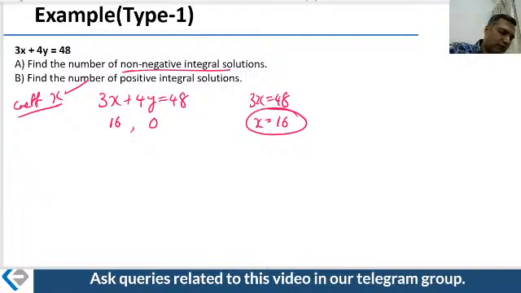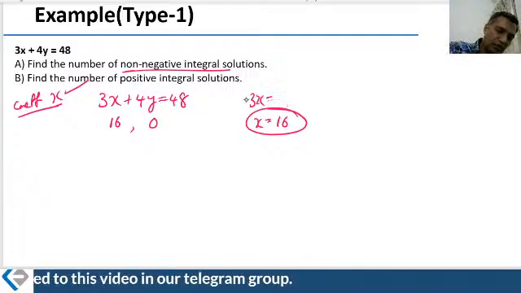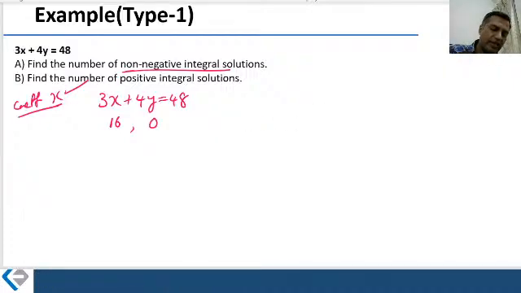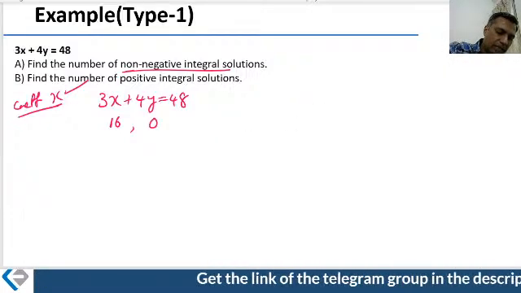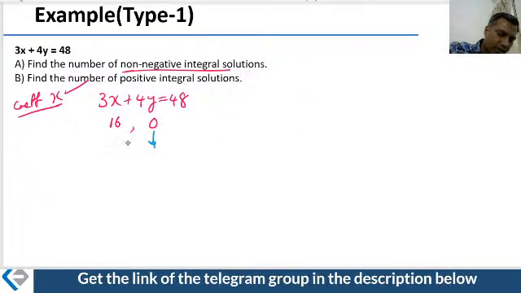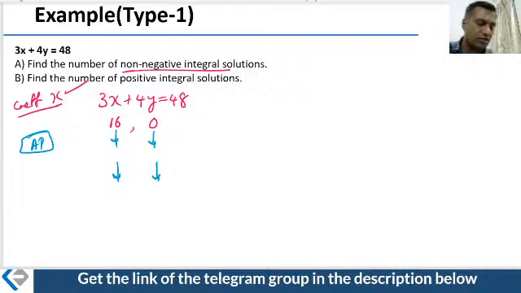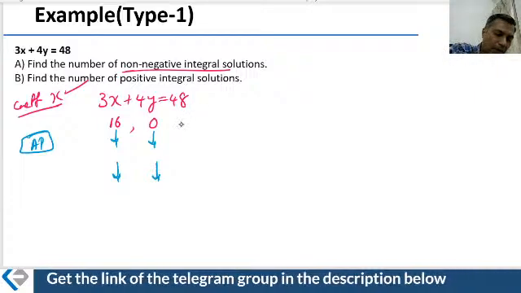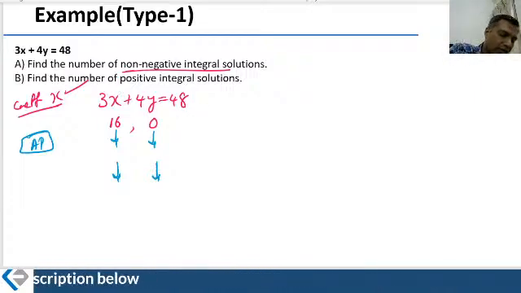Now listen carefully here. From here, you can write the remaining solution sets very easily. Why? Because it will be in arithmetic progression. This series, the set of numbers, would be in AP. The difference will be constant. Now what is the common difference? The common difference here is the coefficient of X. What is the coefficient of X? 3, with a plus sign.